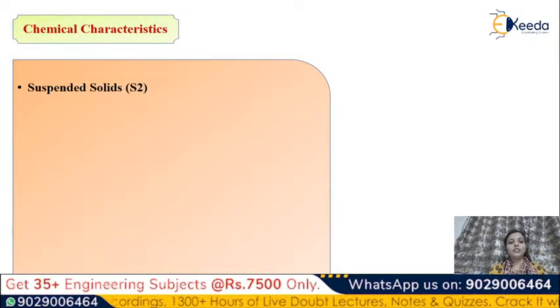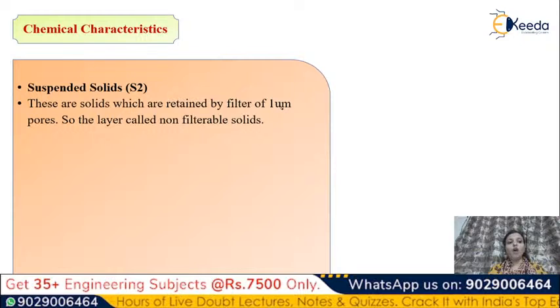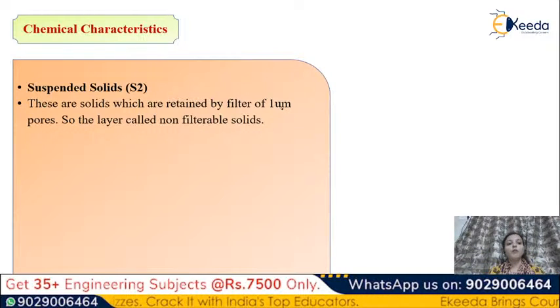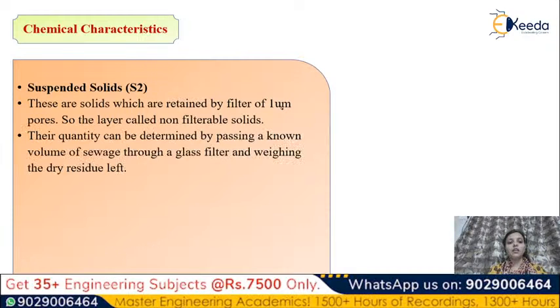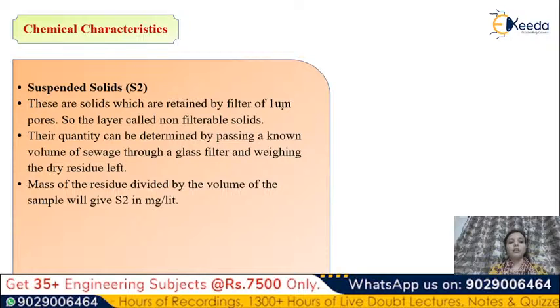The next is suspended solids, S2. How are we determining the suspended solids? These are solids which are retained by a filter of 1 micrometer pores. There are filter papers which have different micropore sizes. So we pass this particular sewage through this 1 micrometer pore size filter paper. These are called non-filterable solids. Their quantity can be determined by passing a known volume of sewage through the glass filter and weighing the dry residue left. The mass of the residue divided by the volume of the sample will give the value of suspended solids.